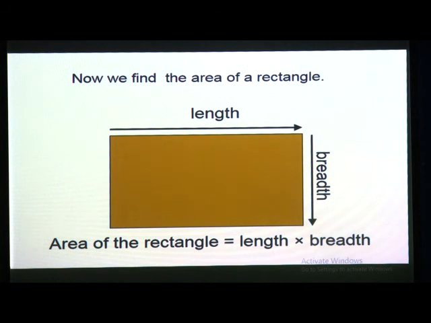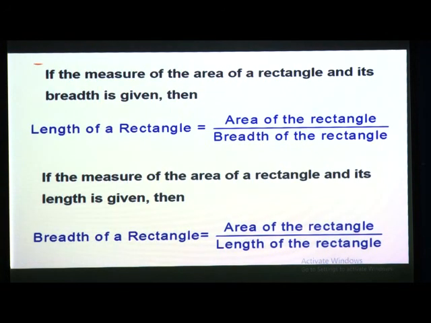Now, we find the area of rectangle. We know that the area of rectangle, this is the length and this is the breadth. So, area of rectangle is equal to length into breadth. This is the formula where we find the area of rectangle.